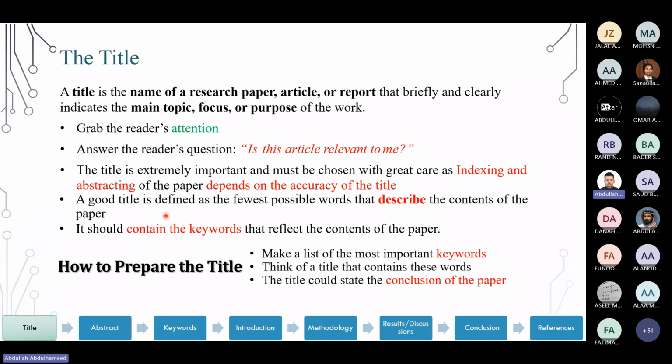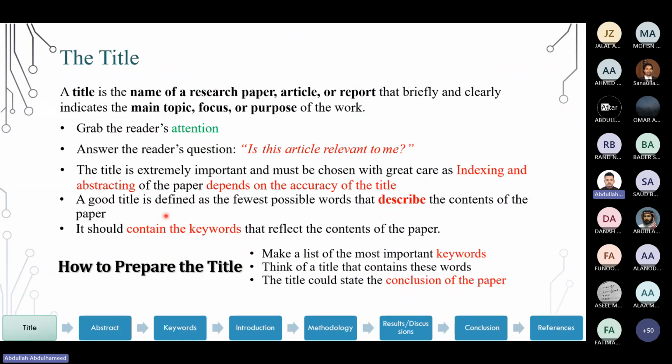So what are the steps? Step number 1 is to make a list of the most important keywords. For example, you are doing a study about material characterization, or you are doing fabrication of a sensor, or you are creating some kind of electronic system. Then try to collect all the keywords that might be important. Collect them all together. Then think of a title that contains these words. Maybe you have 5 words, or maybe 6 or 7. So now think how to link them together to make a good title. So this is step number 2.